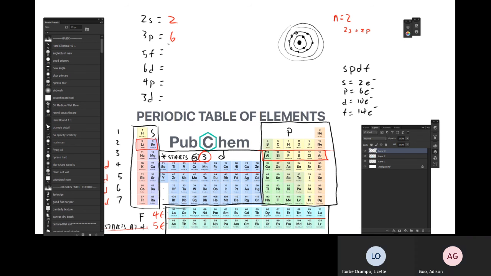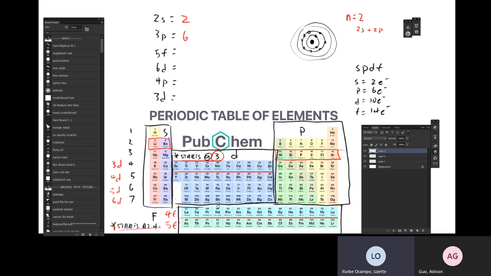5F? Where is it? Oh, can you put it up? There you go. 5F. 1, 2, 3, 4, 5, 15? 14. Yeah, 14. If you do it enough times, you just remember that the whole thing is 14. Okay. It's really a lot to count.